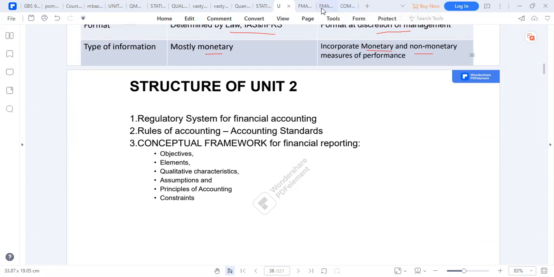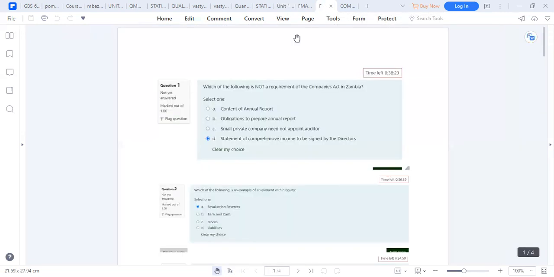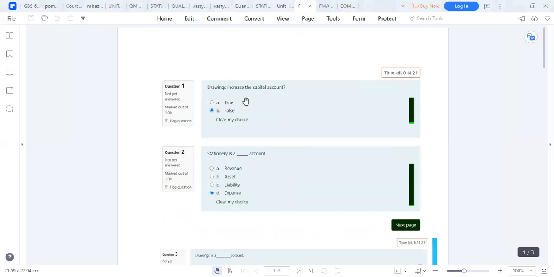So quickly, we'll go through questions that have to do with Unit 1. Which one of the following is not a requirement of the Companies Act? So it is the statement of comprehensive income. Not this one here.